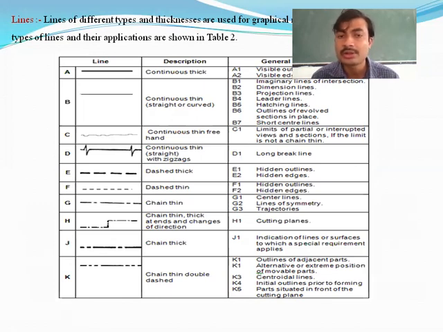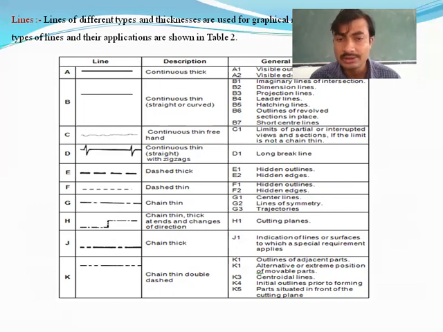The application of this is also similar to the previous one. This is to be used to break the long lines, long line break. The next one is dash tick. The dash tick is used when the object is invisible to our eyes. Any part of the object, if it is invisible to our eyes, at that moment you have to use a dash tick. That's why hidden outlines and the hidden edges.